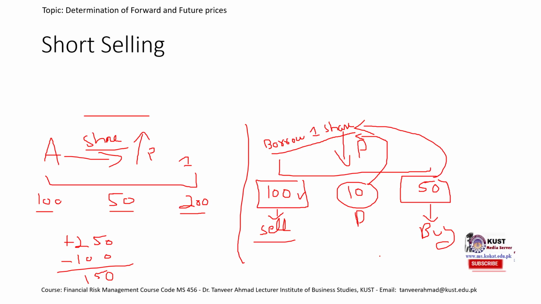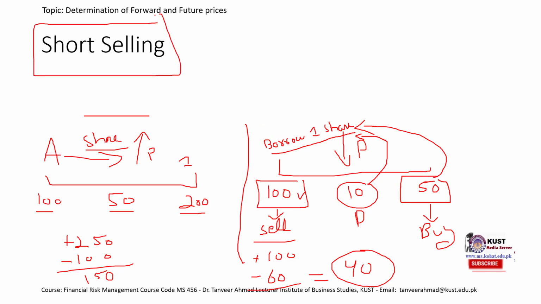Okay, so he is selling at 100, so the cash inflow is 100 rupees, and his cash outflow is 60. 10 was the dividend and the rest is the buying price, so the total profit would be 40 rupees. So now you can see, although the price is decreasing in the market, this specific investor is earning because he entered into a strategy which is called short selling.